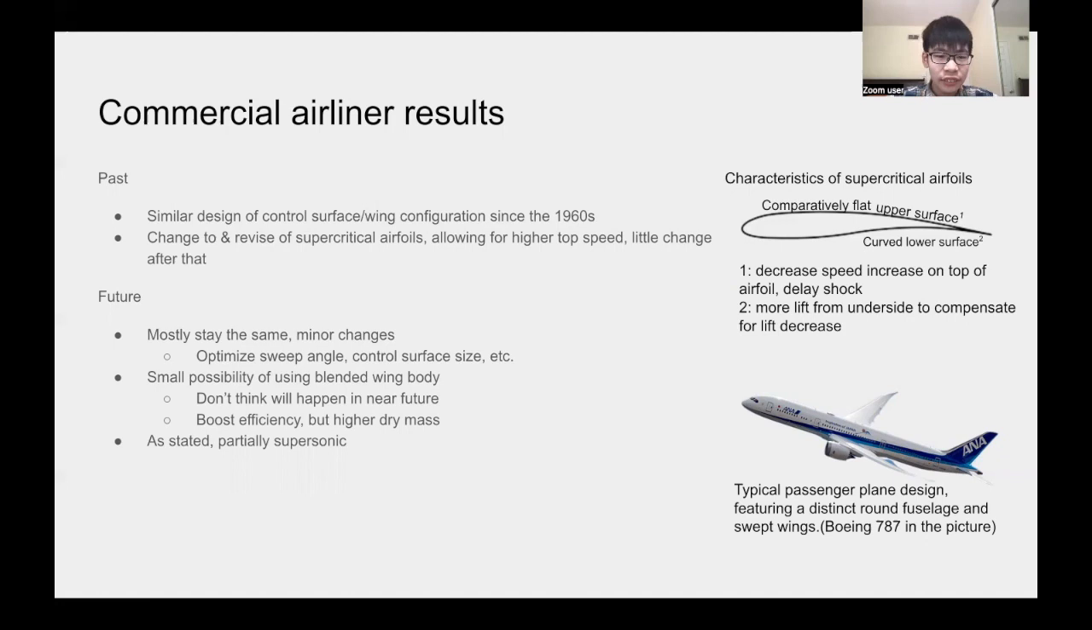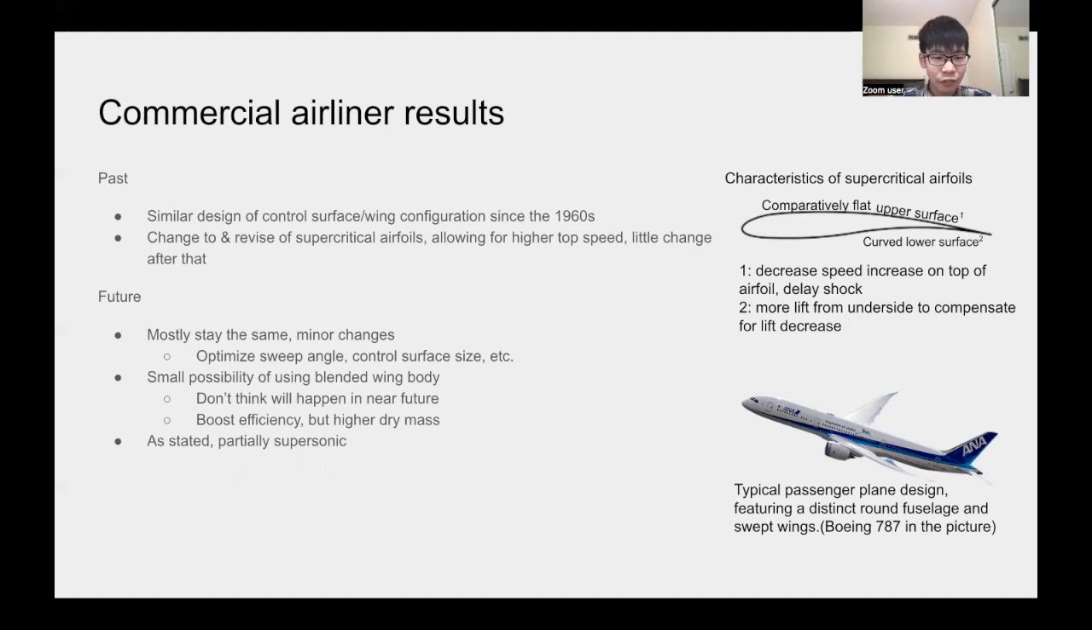The supercritical airfoil works by having a flat top surface, which decreases the acceleration of air on top of the airfoil and delays the shock wave, which generates a lot of drag when air speed reaches Mach 1. To make up for the lift decrease of the airfoil, the bottom of it is significantly more curved than the normal ones, and it is likely that except for the supersonic part just explained, the planes will remain largely the same in the near future.